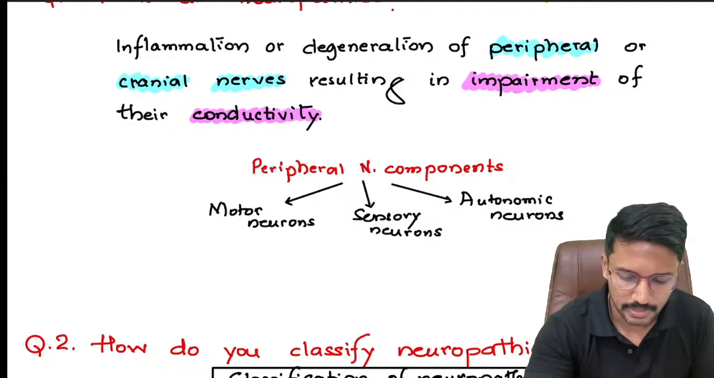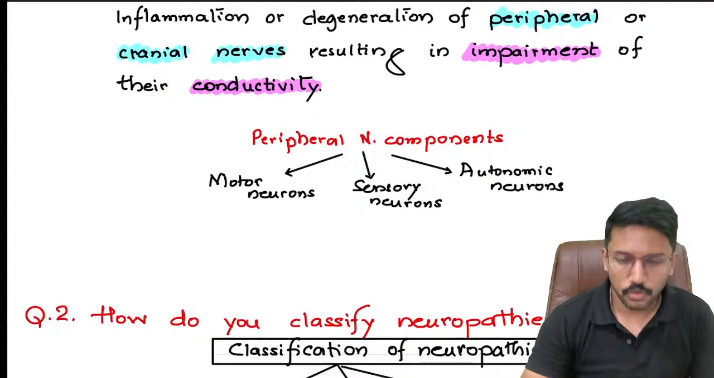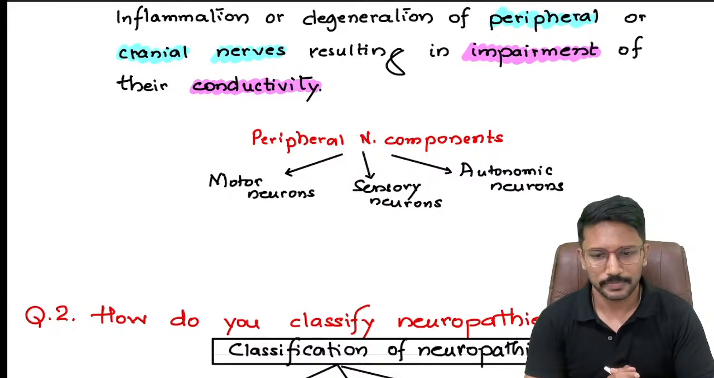So what clinical features can I expect? Now you should tell me what kind of motor neuron we have in peripheral nerve. Do we have upper motor neurons or lower motor neurons?